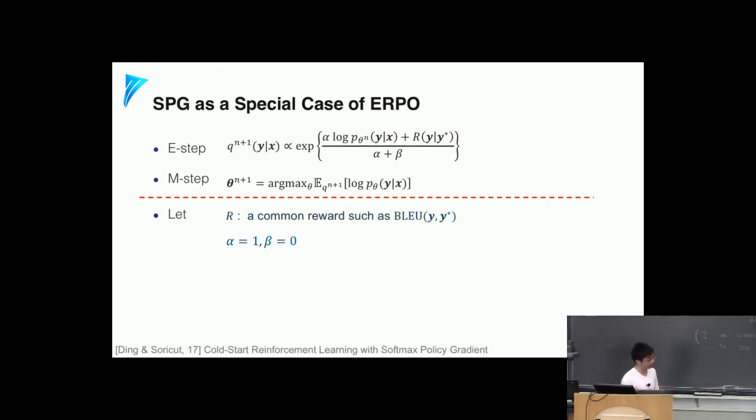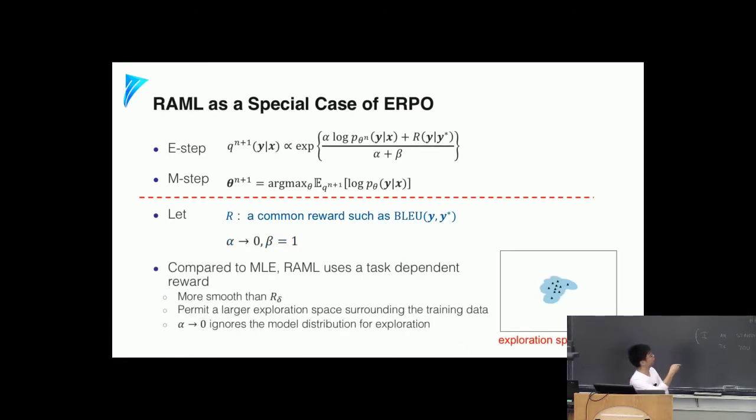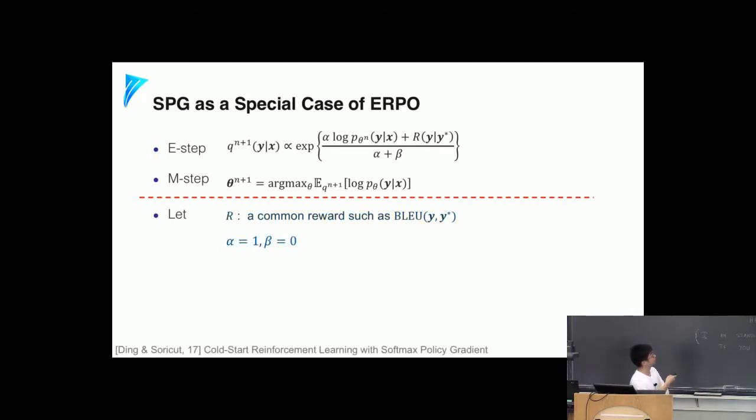Okay, then let's move on to a third method, the softmax policy gradient. We recover this method with this configuration compared to REMO. The only difference is the values of these hyperparameters. Here we set alpha to 1 and beta to 0. And again, we use the common reward function.